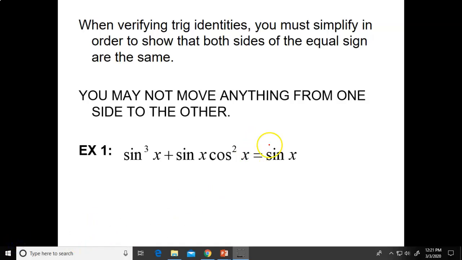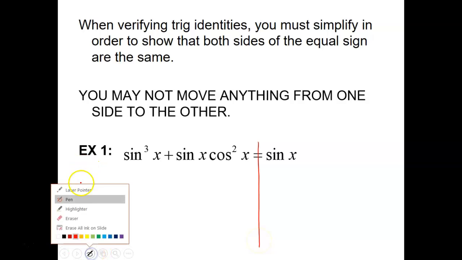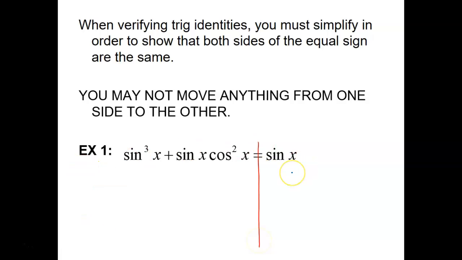Draw a line down through the equal sign, and you cannot move anything from one side to the other. You can work on both sides of the problem, although for this one there's not much you can do to sine x, so it wouldn't make much sense to do that. But you are going to work on one side or the other. You can't subtract sine cubed x from both sides. So you're not moving anything from one side to the other of the equation here. You're just trying to prove that these two sides are equal.